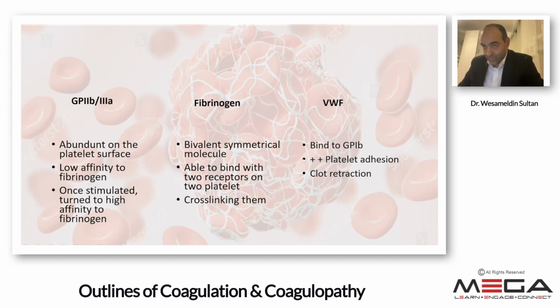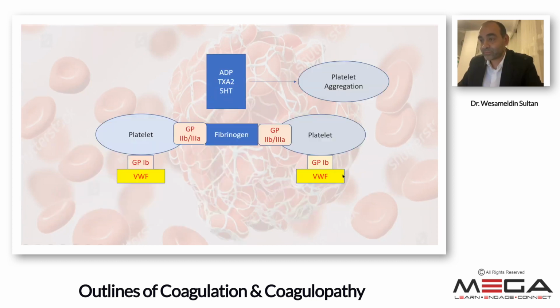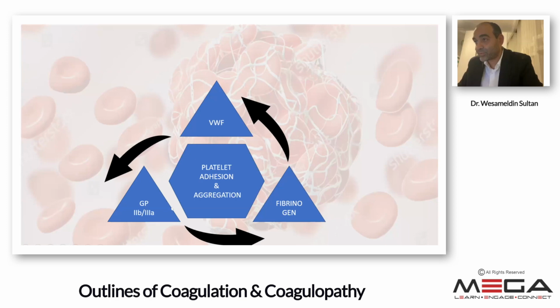By the way, platelets cannot bind directly to each other without the presence of fibrinogen. Fibrinogen is a bivalent, symmetrical molecule able to bind with 2 receptors on 2 platelets. So it can bind 2 platelets at the same time and cross-link them to make a strong platelet plug. These receptors are specific for fibrinogen. They are abundant on the platelet surface and have low affinity to fibrinogen under normal circumstances. But once we have injury, they turn to high affinity to fibrinogen. So these 3 components have great influence on platelet adhesion and aggregation.